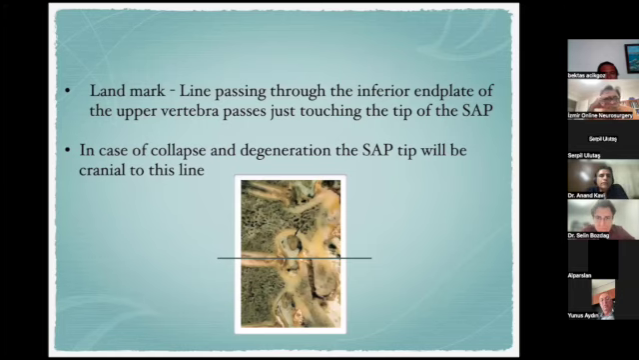Now, consider this landmark line, which is passing through the inferior end plate of the upper vertebra, and it just touches the tip of the superior articular process in a normal foramen. But where there is a collapse and degeneration, the superior articular tip will be cranial to this line. Now, if you examine the sagittal sections of your MRI or CT scan, the parasagittal sections on left and right side, wherever there is foraminal compromise, you will observe this phenomenon, and this will give you a rough idea of how much decompression needs to be done.